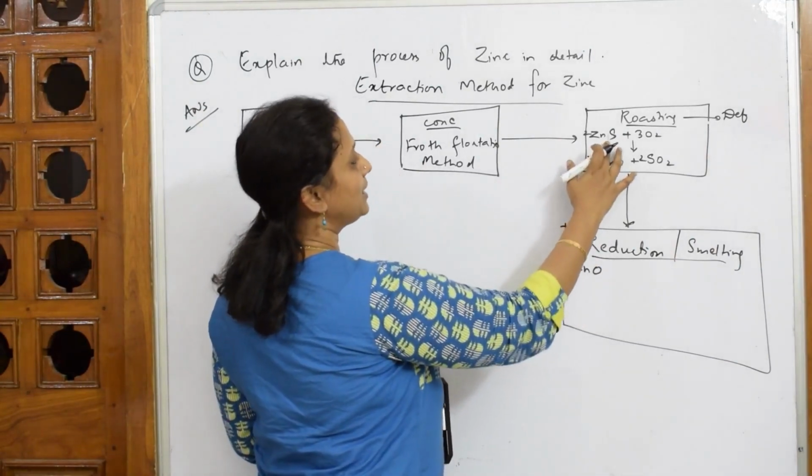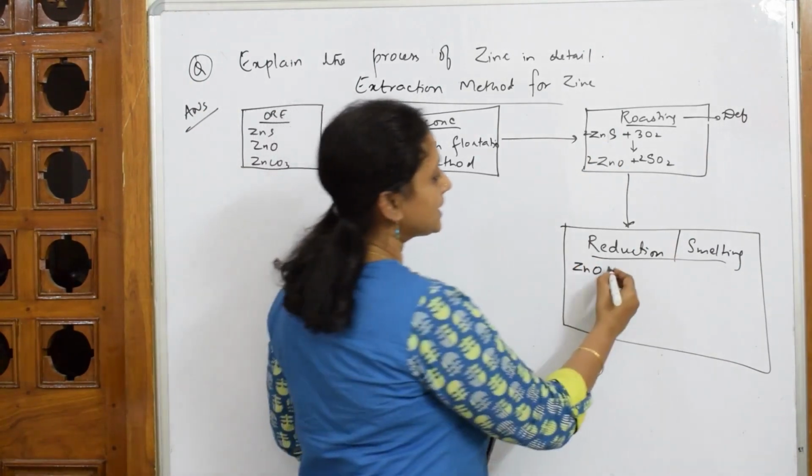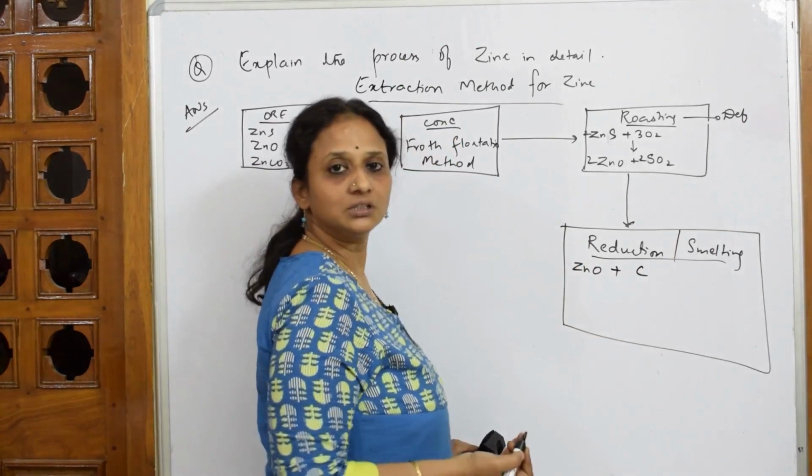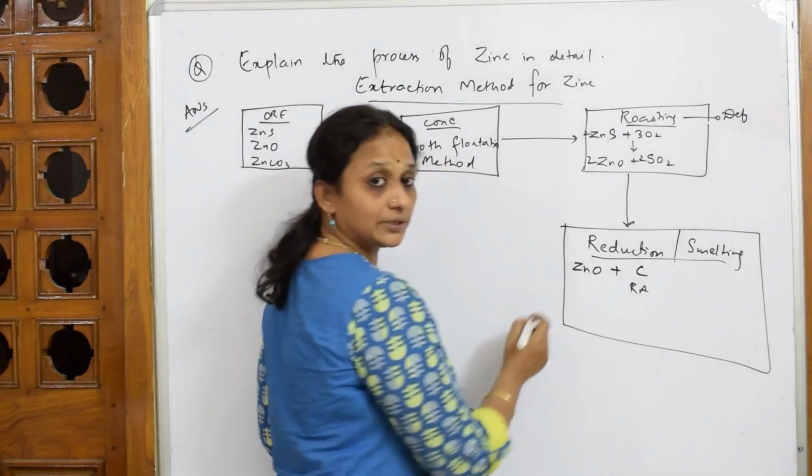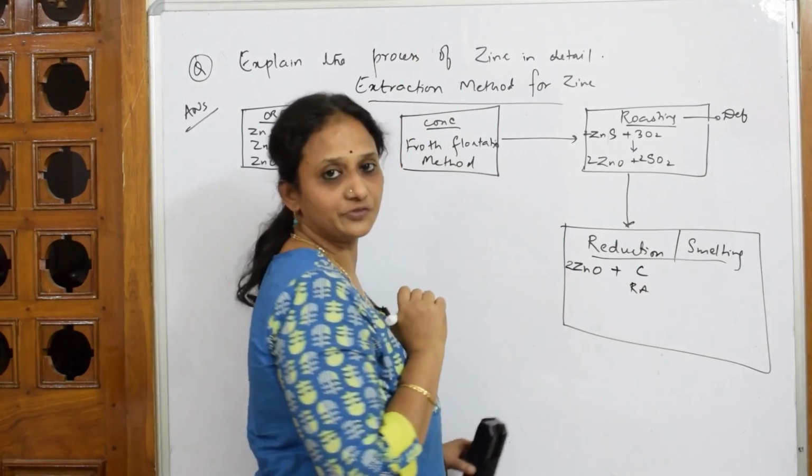Here I took zinc blende. Here I am taking zincite. To the zincite, I am going to add coke. Now coke is what? A reducing agent. Now suppose I am taking 2 moles of the zincite.